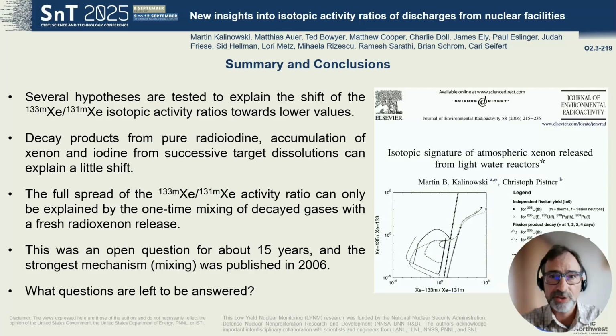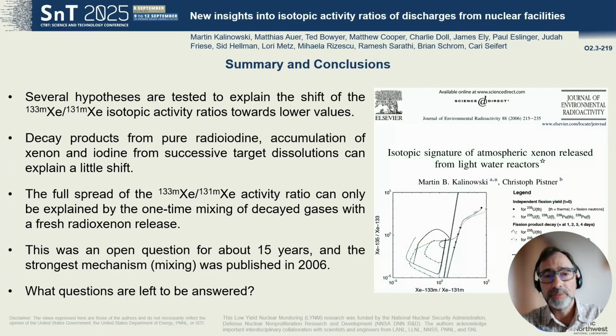Several hypotheses are tested to explain the shift of the 2 metastable isotopic ratios towards the lower values, and to cross the screening line for medical isotope production facilities. The decay products from pure radioiodine, accumulation of xenon and iodine from successive targeted solutions can explain a little shift, but not enough. And the full spread of the shift and the activity ratios observed with STAX data can only be explained by one-time mixing of decayed gases with a fresh radioxenon release.